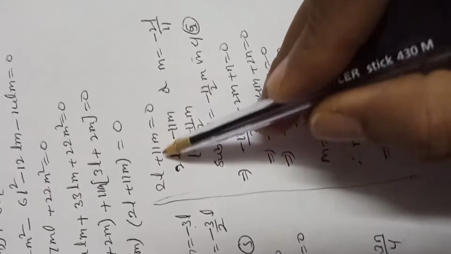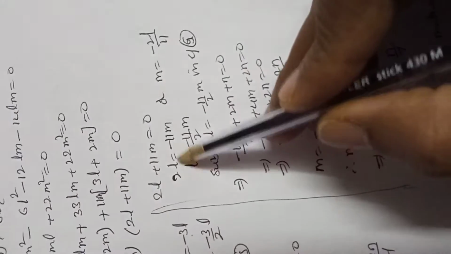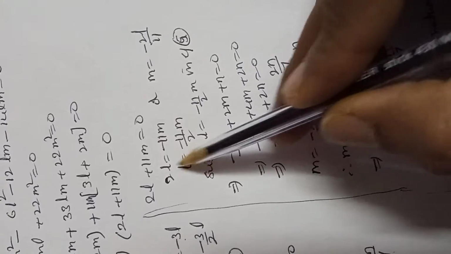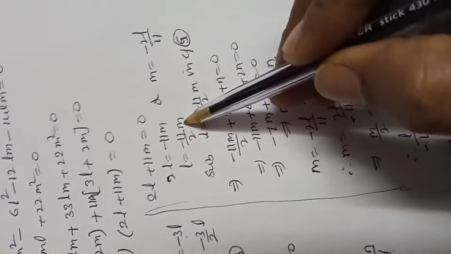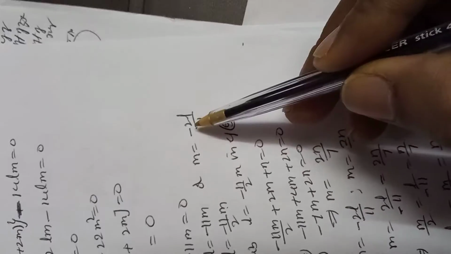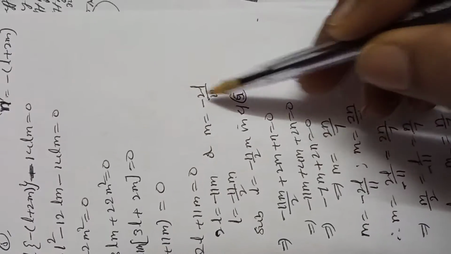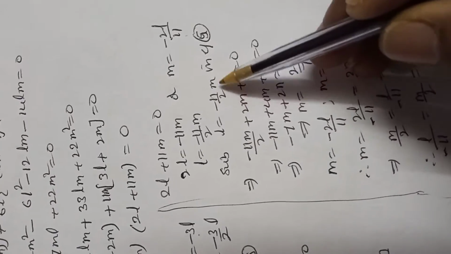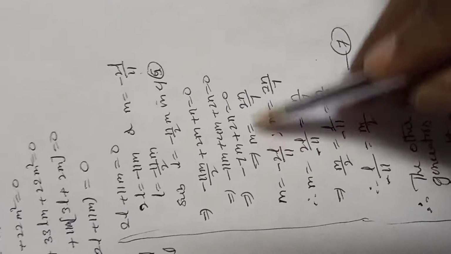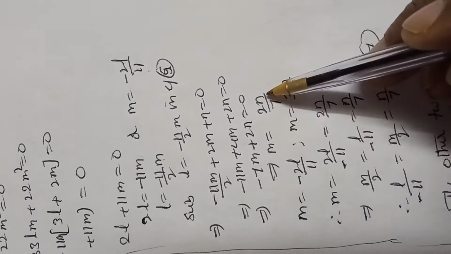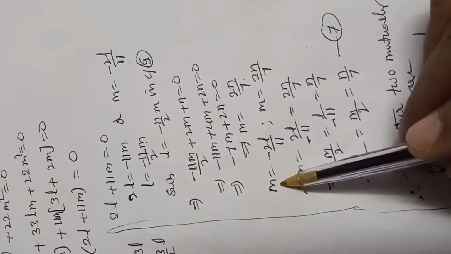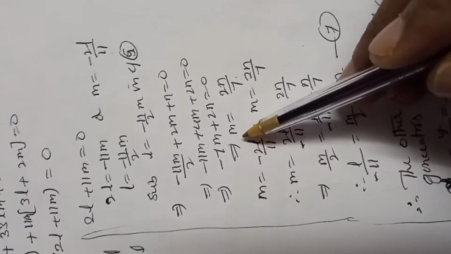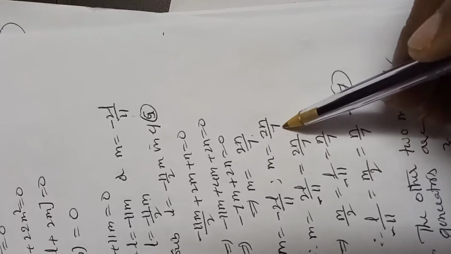Similarly, 2l plus 11m is equal to 0. Here 2l is equal to minus 11m, so l is equal to minus 11 by 2 m, or m is equal to minus 2l by 11. Substituting the l value, minus 11m by 2, in equation number 5, we got m in terms of n. Here m is equal to minus 2l by 11. From here, the same, m is equal to 2n by 7.